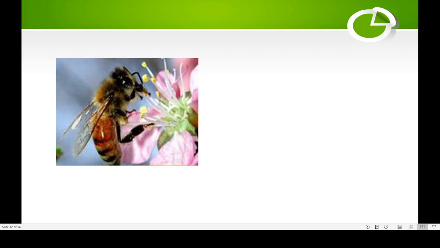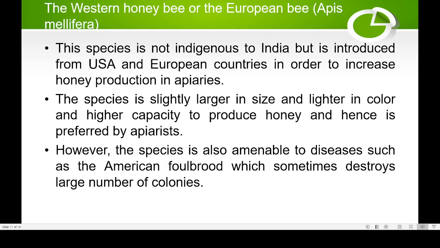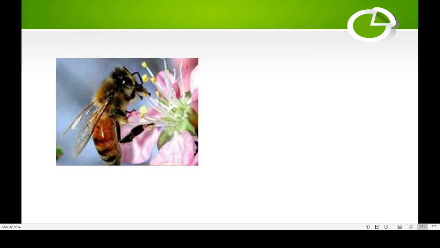If you go to a farmer and ask them what species they are rearing, this is the honeybee, Apis mellifera. They sometimes call it the Italian honeybee also. This species is larger in size compared with Apis cerana indica or Apis florea. But this species is also susceptible to certain diseases, such as American foulbrood disease, though it resists that disease to some extent.